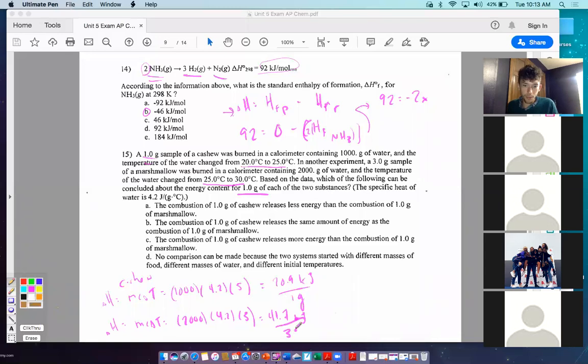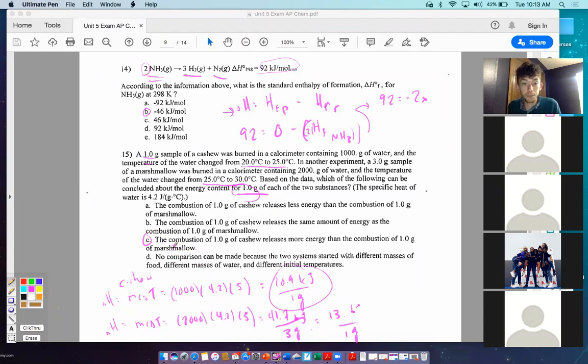But that's per 3 grams. We want to figure out what it is for 1 gram. So you divide that out, and you get 13 point something kilojoules per 1 gram of marshmallow. So it looks like the cashew releases more energy per gram.